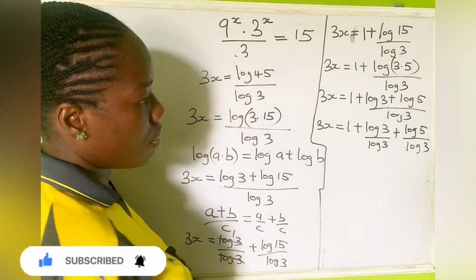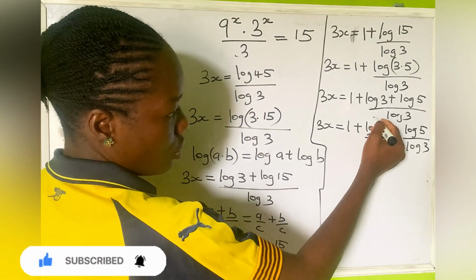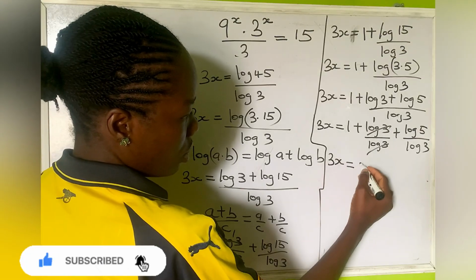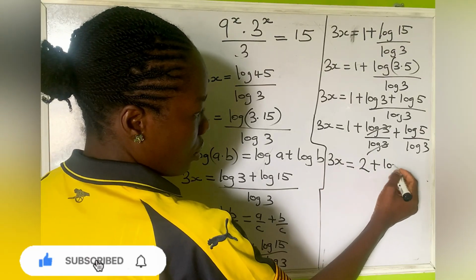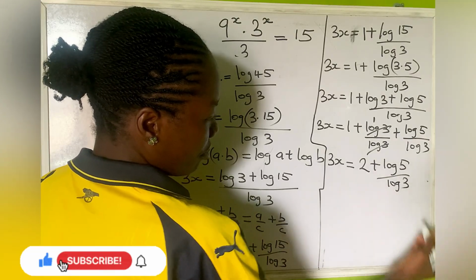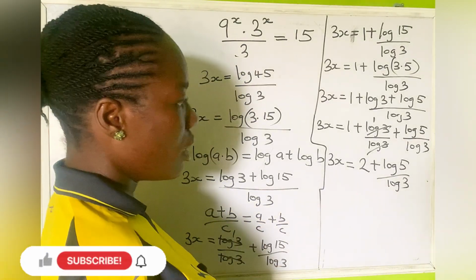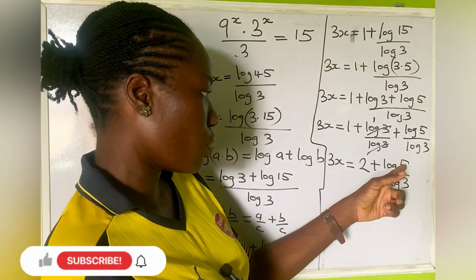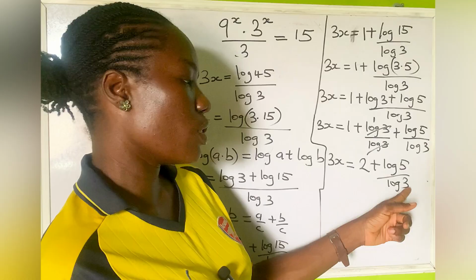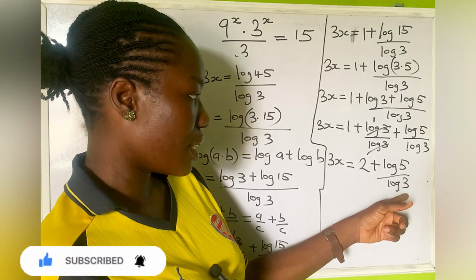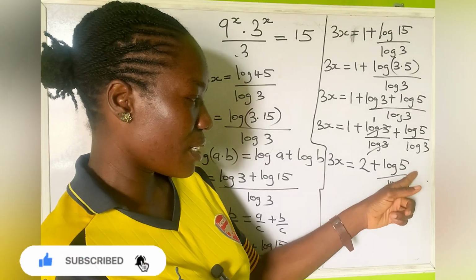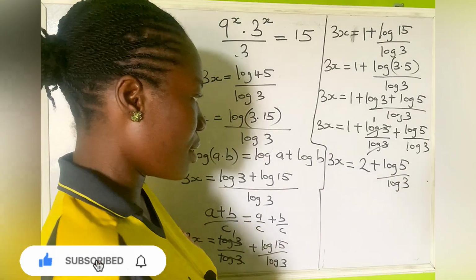All right. So here, log 3 cancels log 3, which is 1. So we now have 3x is equal to 1 plus 1 is 2 plus log 5 over log 3. Now, I mentioned earlier that we would keep expressing the numerator, which is 5, or whatever number that you have, as a factor of the denominator. But you can see that you have 3 here. You can't express 5 that way. 3 multiplied by anything cannot give you 5. So we'll just leave it at that, right?